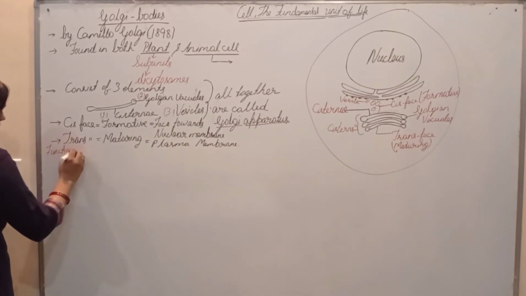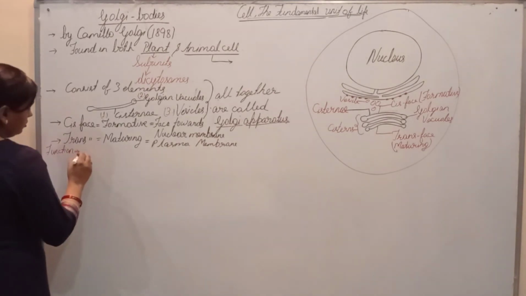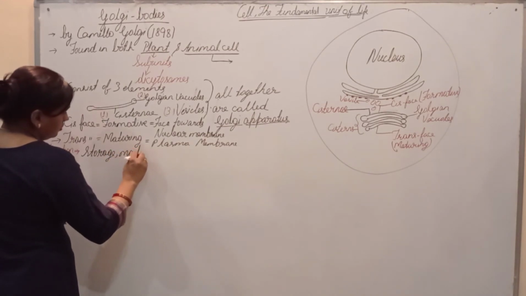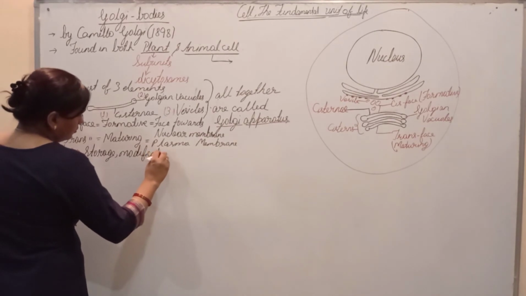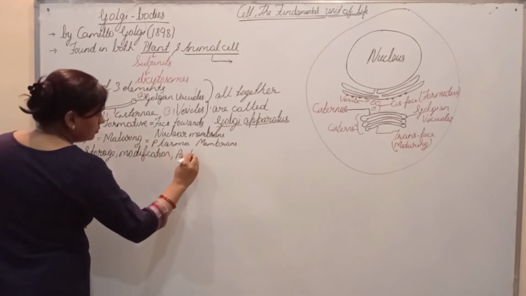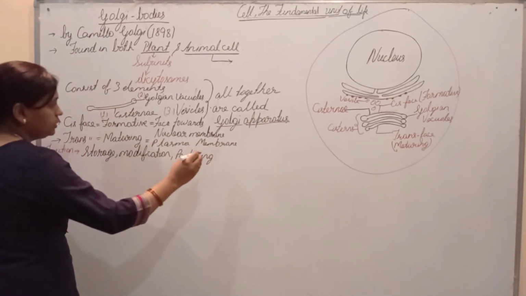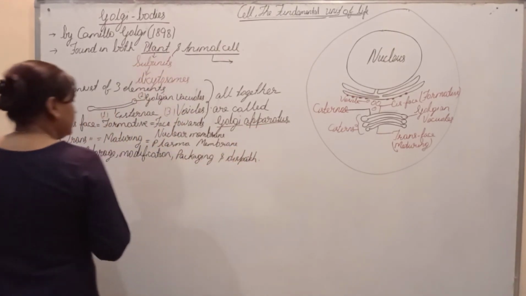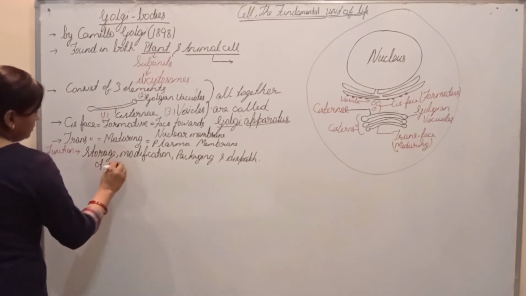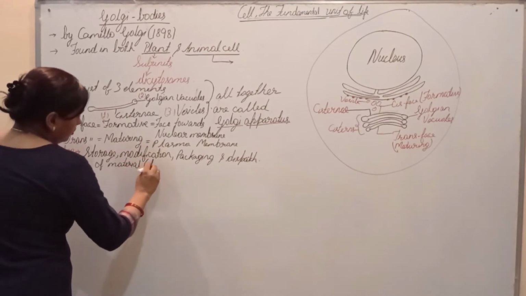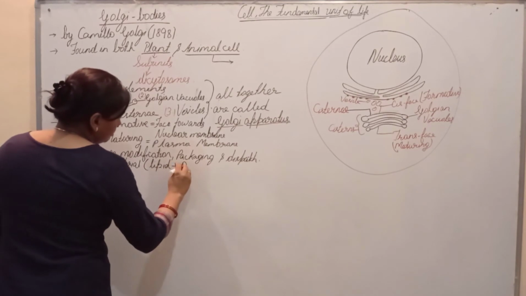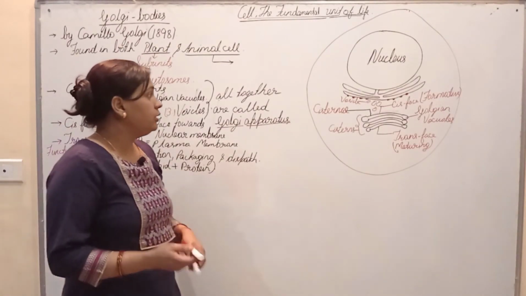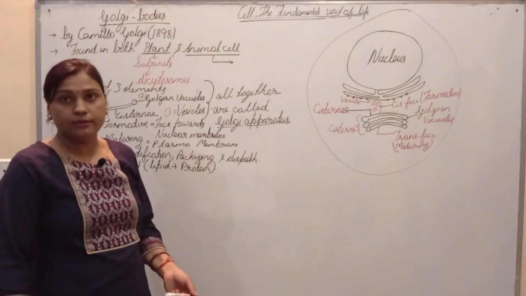The function of the Golgi body is storage, modification, packaging and dispatch of materials in the form of lipids and proteins, through vesicles, to the target parts that are inside the cell or outside the cell.